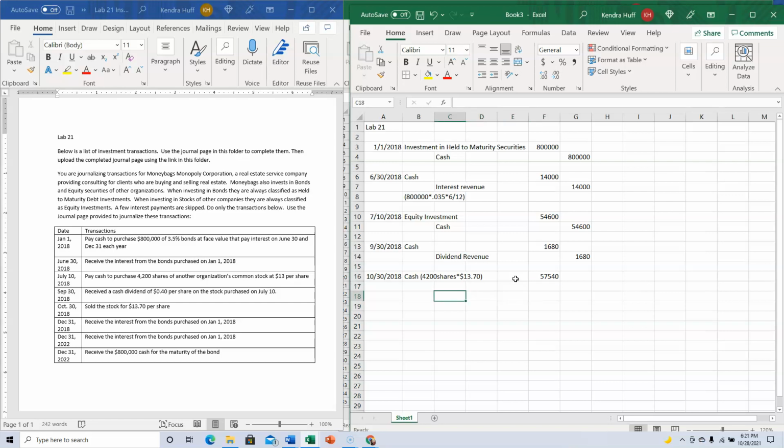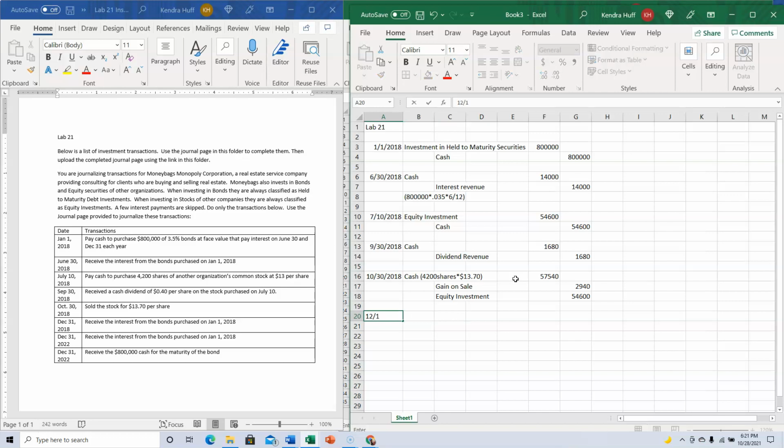I'm going to skip a line, and I'll show you why in a minute. I'm going to take my equity investment out, so I'm going to credit it. But I can only take out what I put in. I did 4,200 shares and I only paid $13 for them. So I can only take out the $54,600. That's the most I can take out. The difference in here, notice I have to put it on the credit side to make it balance out. That is a gain, because I got 70 cents extra per share than what I paid for it. So I had a gain on it.